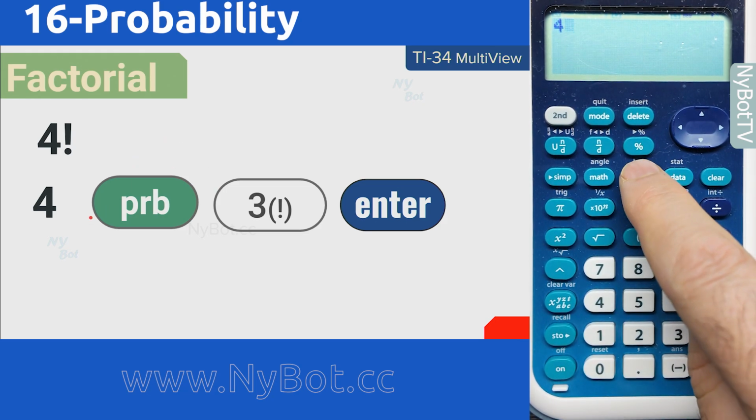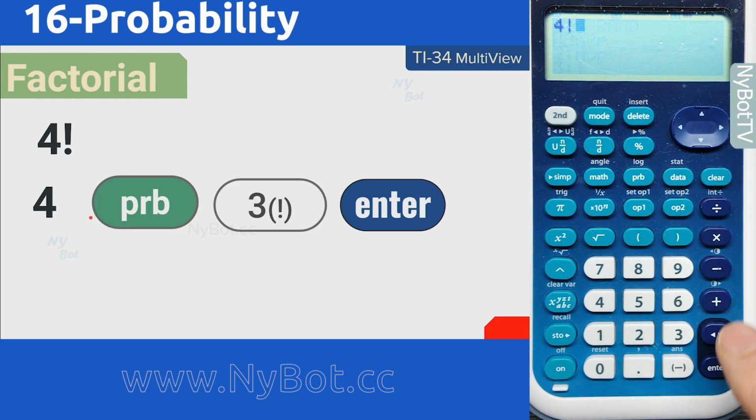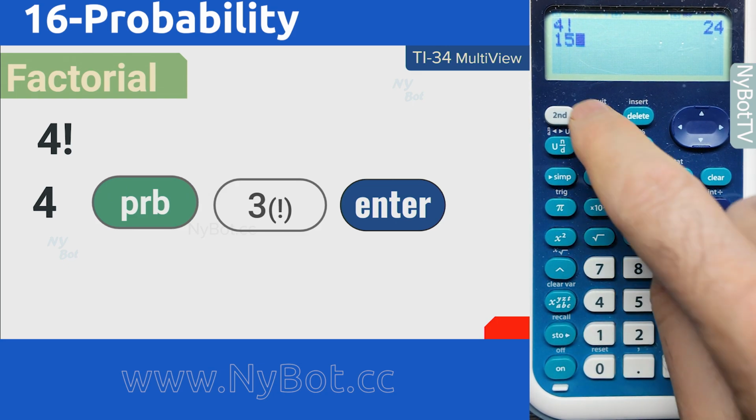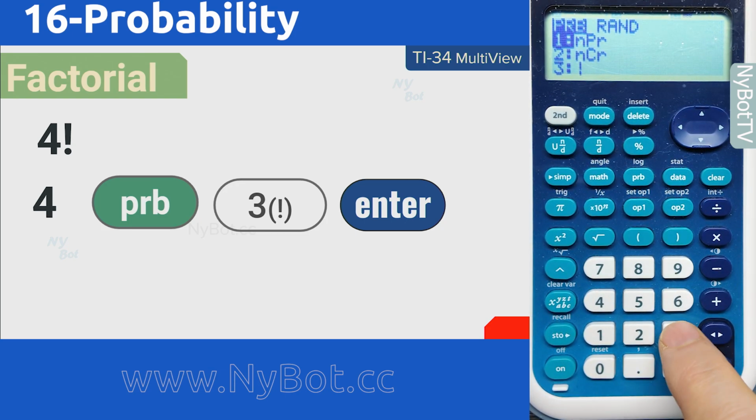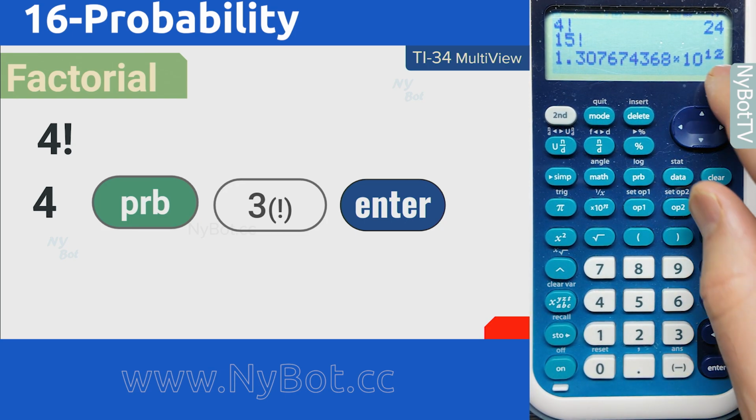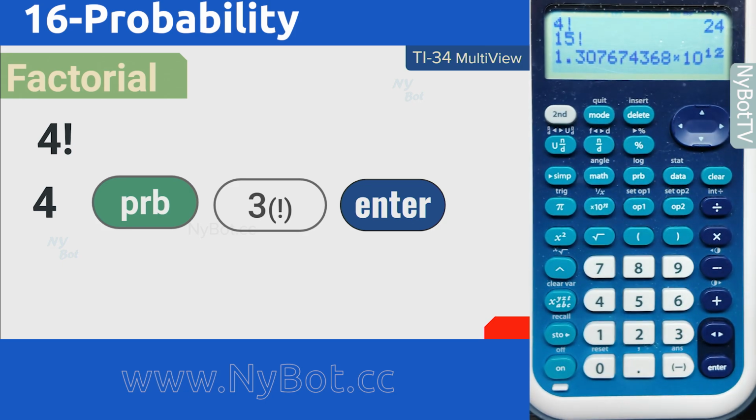Now let's have a look at the factorial. 4 PRB and then 3, that's factorial. Evaluate it if you want. PRB and 3, and that's the answer. It's huge. It does not fit.